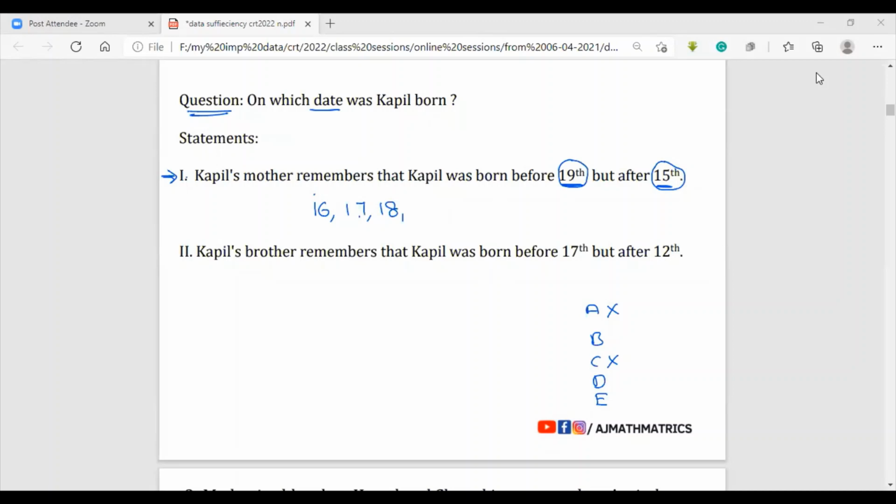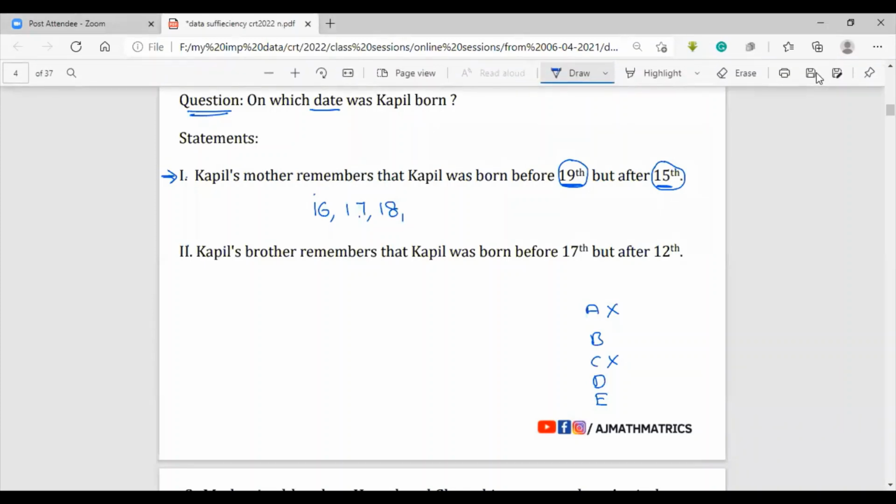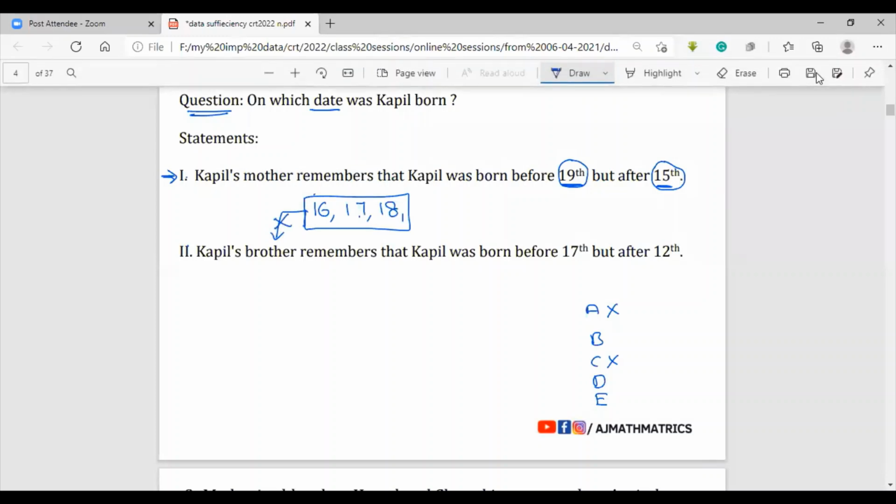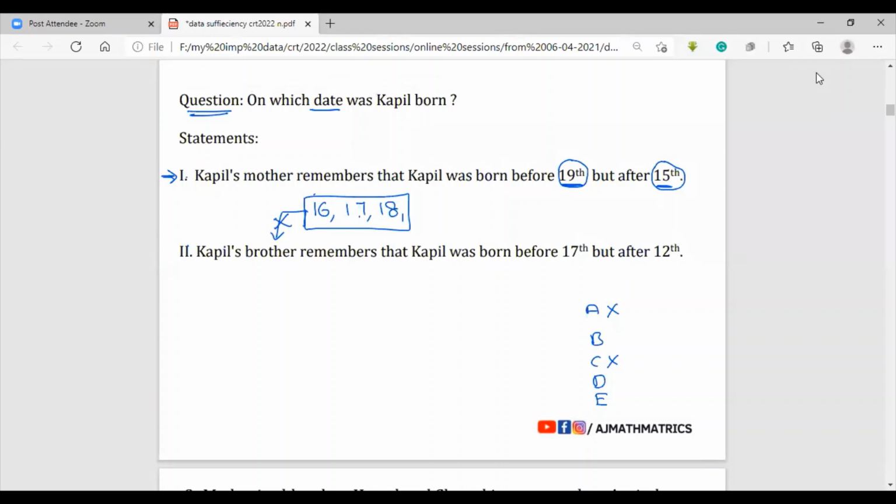Okay. Now, one more important tip: when you are solving the first statement, think that there is no second statement. Think about only the one statement which you are trying initially. I'm trying the first statement. The first statement says 16, 17, 18. Now don't carry forward these three things, or whatever data comes from statement 1, to the second statement initially. Now, when you're solving the second statement, think that there is no first statement. As of now, you haven't read any other statement. You are solving the second statement freshly.